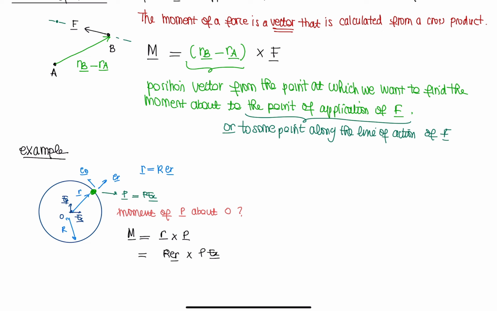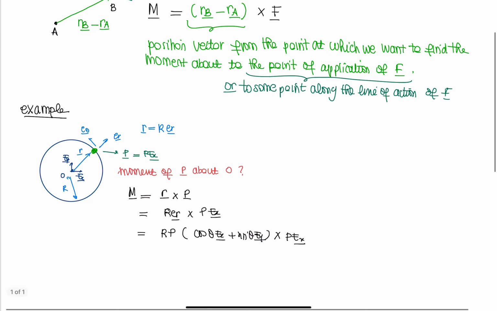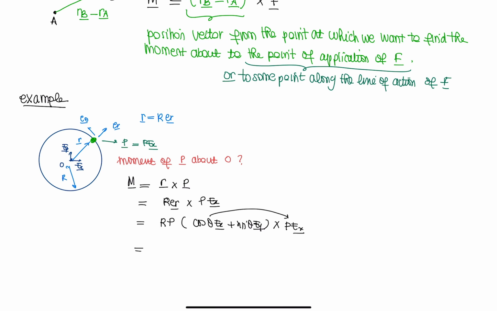Okay, here we have to be very careful. So these two vectors are expressed in different bases, so I cannot use the determinant to calculate the cross product. One way to calculate this cross product is I can just take the scalars outside. ER I can write as cosine theta EX plus sine theta EY crossed with PEX, and then I can take the cross product of each term like that. EX cross EX is 0, and then EY cross EX is minus EZ, right? So I'll get minus RP sine theta EZ. That's my answer here.